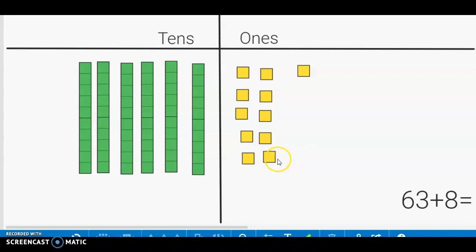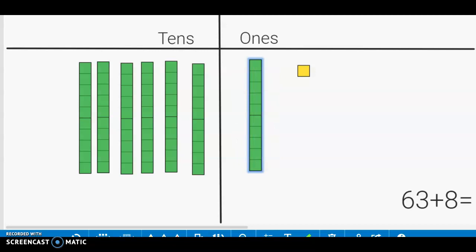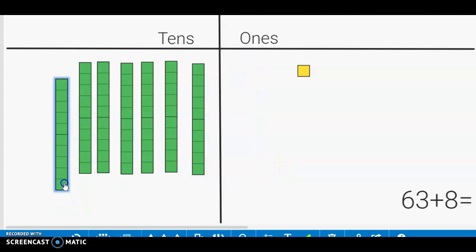And when we regroup, we're going to take 10 ones. See if I can get this lined up the right way. We're going to take the 10 ones and we're going to bundle or regroup them into 1 ten. So I'm going to do that right now, and voila, now we have 1 ten, and I can move that over to the tens place. Now, showing on the board is the answer to 63 plus 8. Now we have 7 tens and 1 one, which is 71.